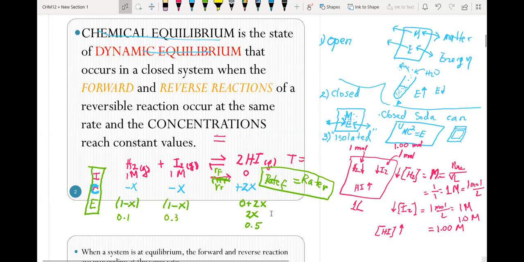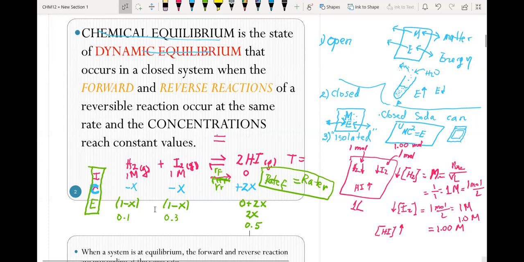So at equilibrium we found these equilibrium concentrations. With these concentrations, the system reached equilibrium. Once the system is at equilibrium, these concentrations will remain constant. Notice that they are not equal. However, they will remain constant.